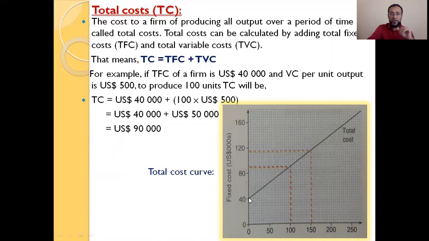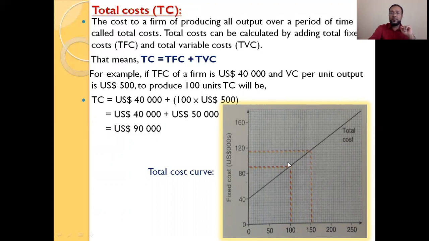So here in this example, when output level is 0, that means business is not producing anything at all. Still they have the fixed cost 40,000 US dollar. So from here total cost curve starts. Then afterwards, as output increases, then cost also increases. That is variable cost. Okay. See here, if output is 100, then what is the total cost? Total cost is, say here, 90. Okay. If output is 100, total cost is 90 here. That means to produce these 100 units, business total fixed cost is 40,000 US dollar, and this difference from 40,000 to 90,000, that means this 50,000 is the variable cost. Okay, so this is fixed cost and this is the variable cost.